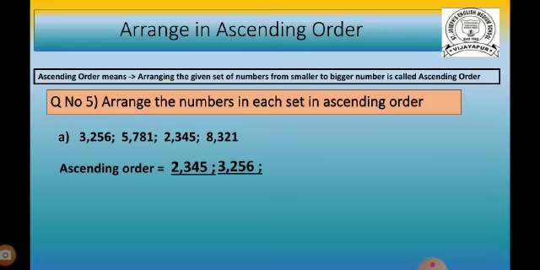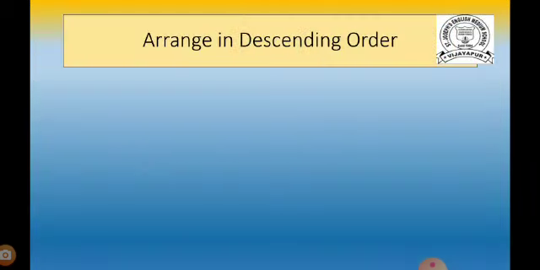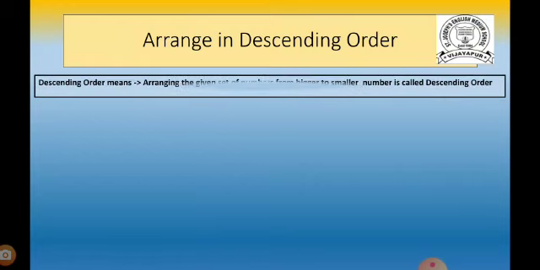It is bigger than 2000. Now we have to write the 5781, that is bigger than the 3000 number. Then lastly the biggest number is 8381. This is how our ascending order will be done. Now we'll move to the next part of our exercise, which is arranging in descending order.